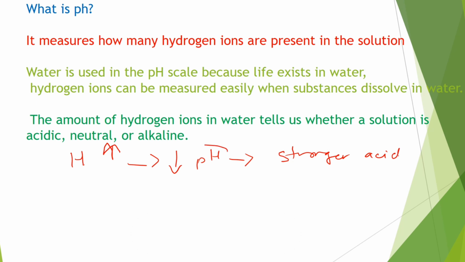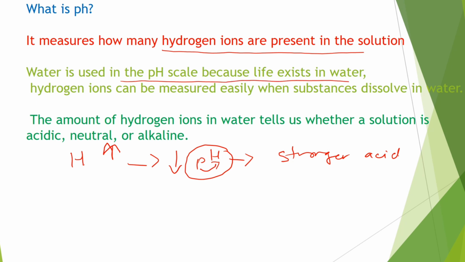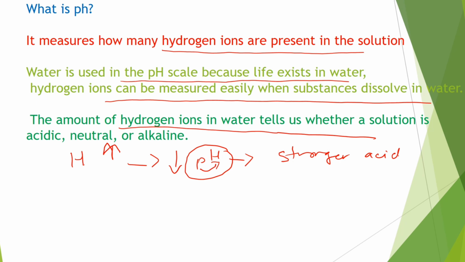What is pH? pH is the power of hydrogen atom. It measures how many hydrogen ions are present in the solution. Water is used in the pH scale because life exists in water, and hydrogen ions can be easily measured when substances are dissolved in water. The amount of hydrogen ions in water tells us whether a solution is acidic, neutral, or alkaline. Let me tell you in detail.